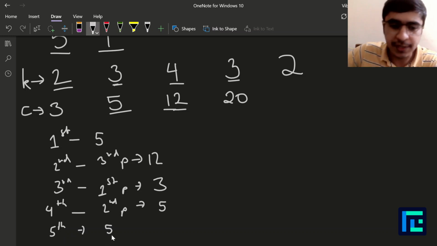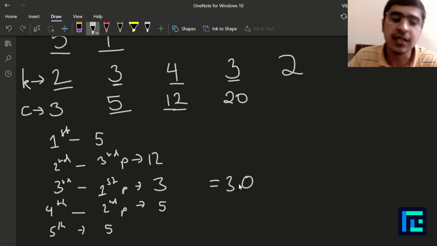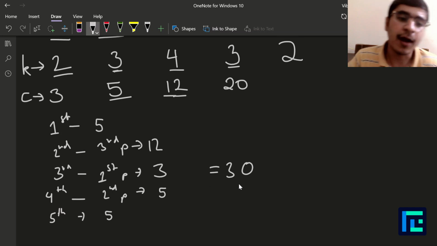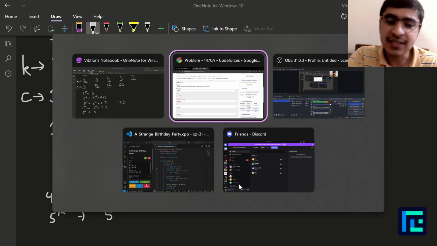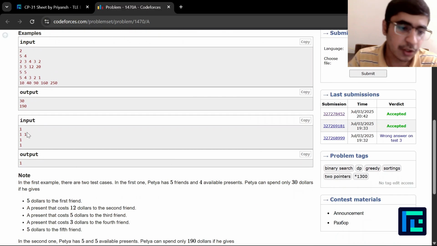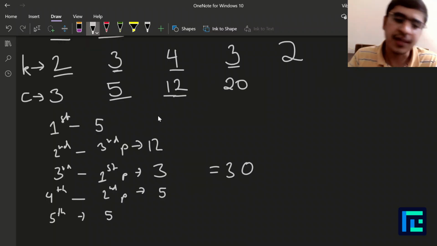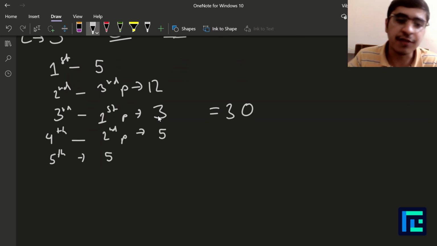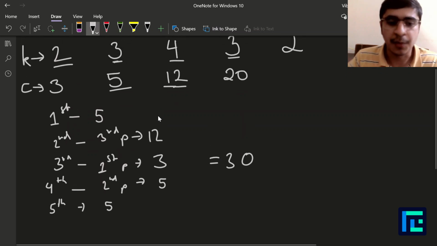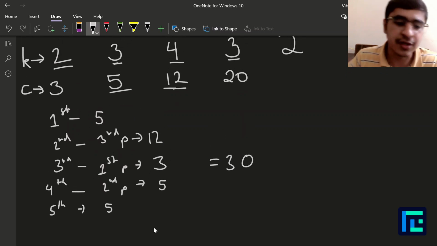So overall cost became 5 plus 5, 10, 15, 18, and plus 12 is equal to 30, right? So the overall cost is 30 that we require for the party. And this is the best arrangement, or one of the best arrangements, because the best answer is given to us as 30, right? So how are we coming to the best answer? I think we'll understand that when we start forming the solution. But you can try different variations and you'll realize that you cannot get any answer better than 30 with the given constraints in the problem.